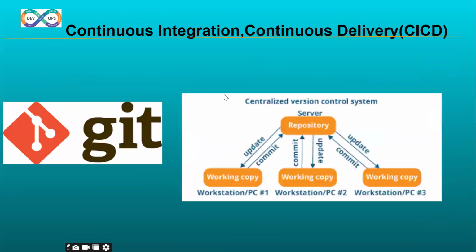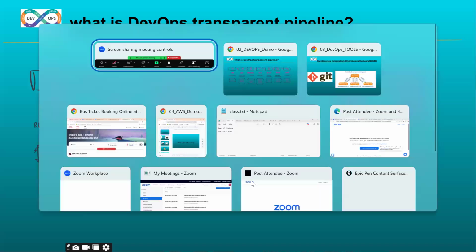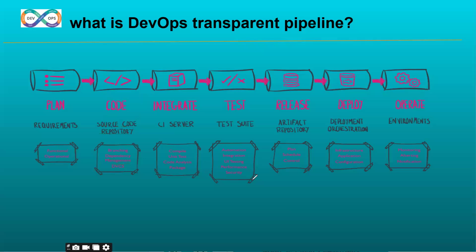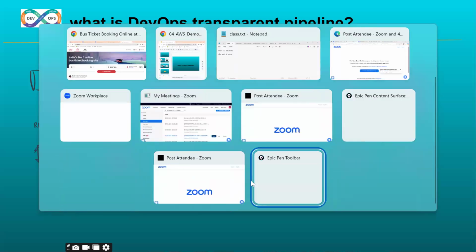First, let us start with Git. Git is a version control. With the help of Git, all developer lines of code are maintained in a Git repository, branch-wise, with management and everything. Once all our developer lines of code are successfully maintained, we use Maven. Maven is a build tool. It always produces an artifact. It helps to manage dependencies.